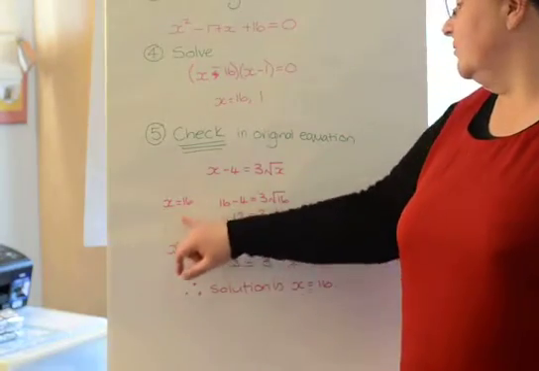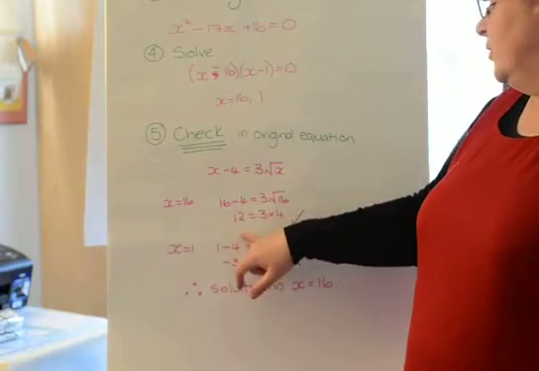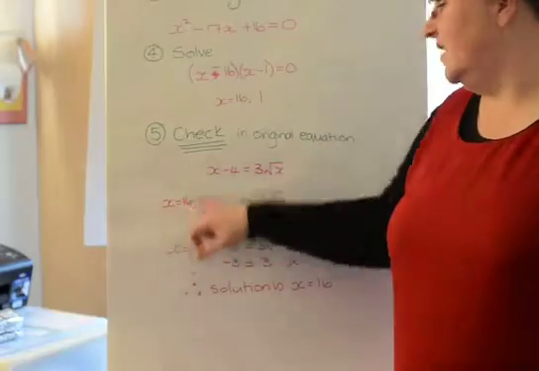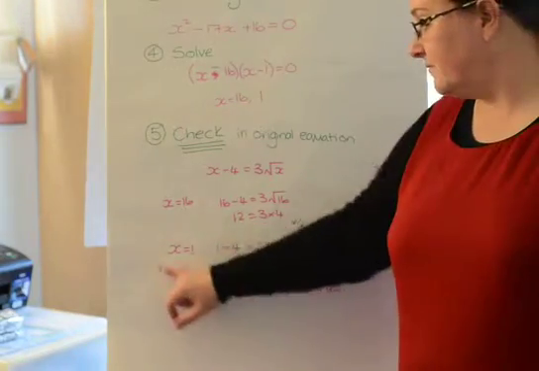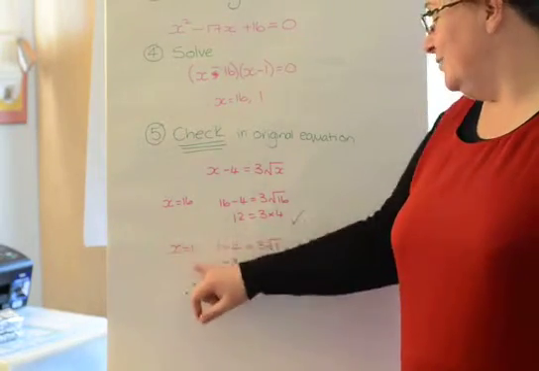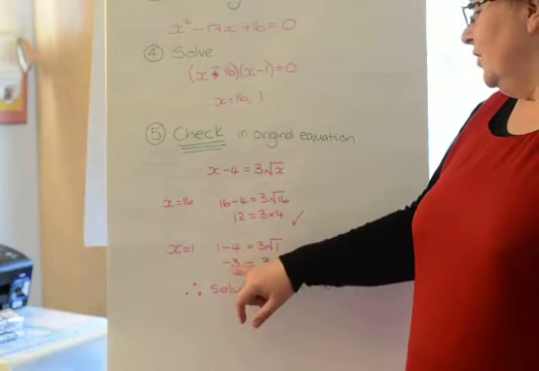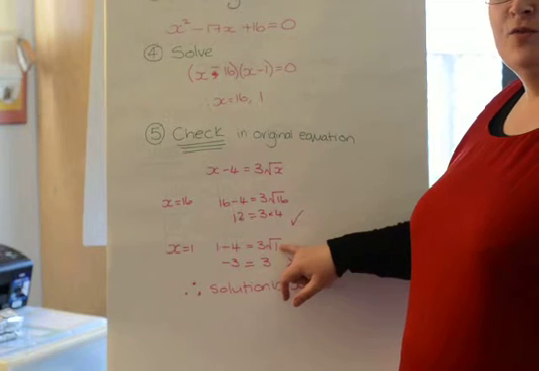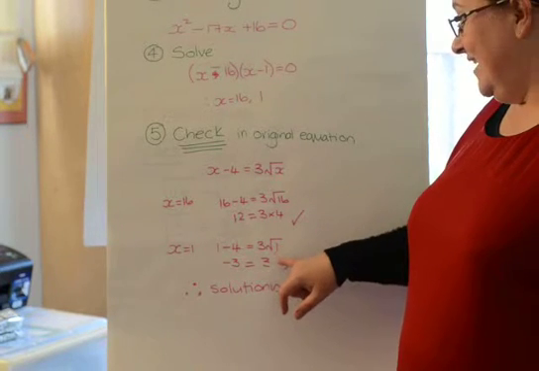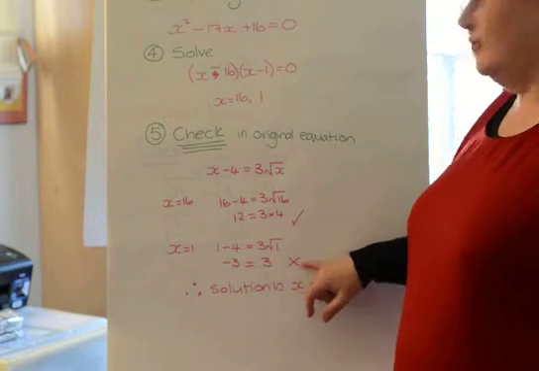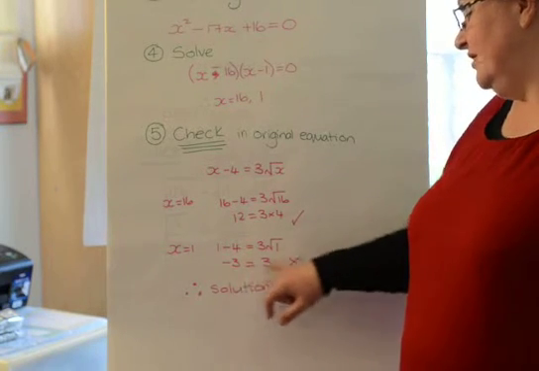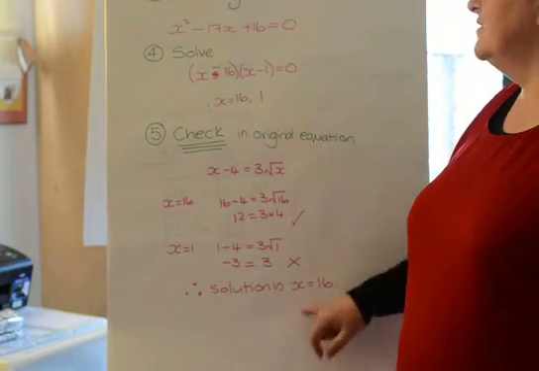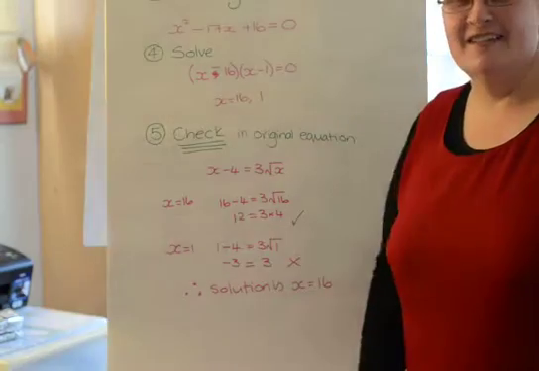So I'll start with x equals 16, 16 minus 4 is 12, 3 times root 16 is going to be 12 as well, so excellent, 16 is a valid solution. If I look at x equals 1, 1 minus 4 is negative 3, 3 root 1 is positive 3, and so that is not valid, because minus 3 does not equal positive 3, and so the only solution to this equation is x equals 16.